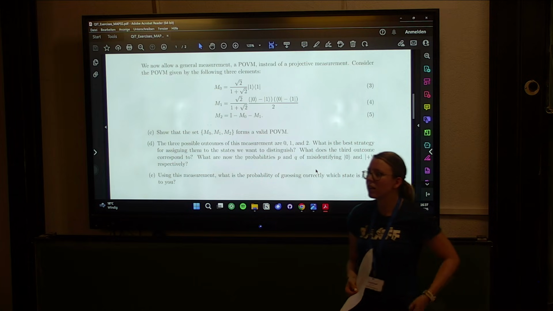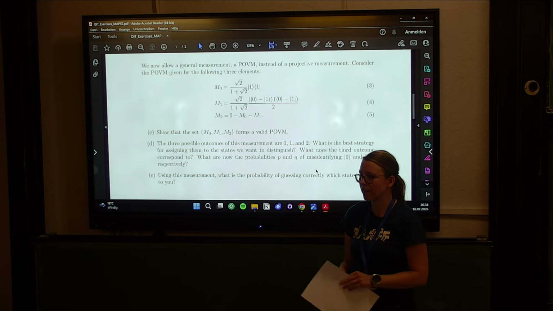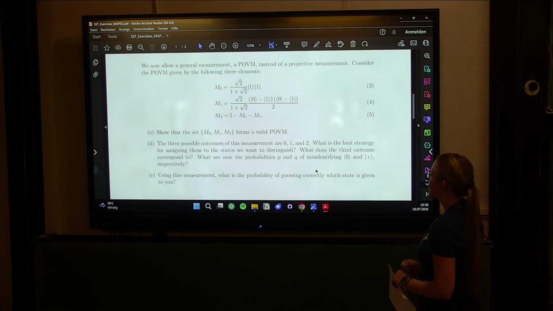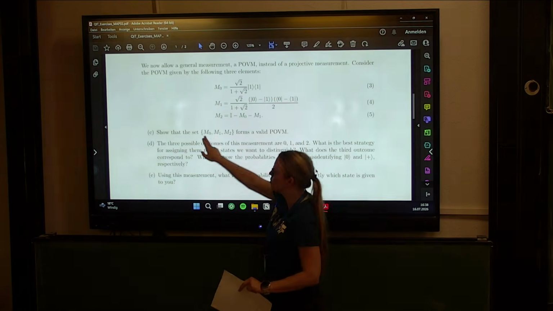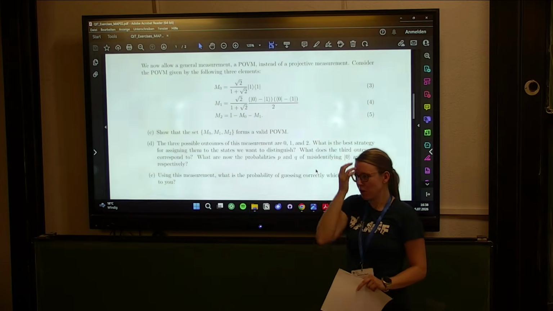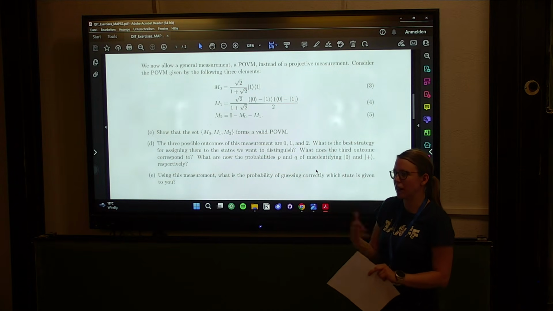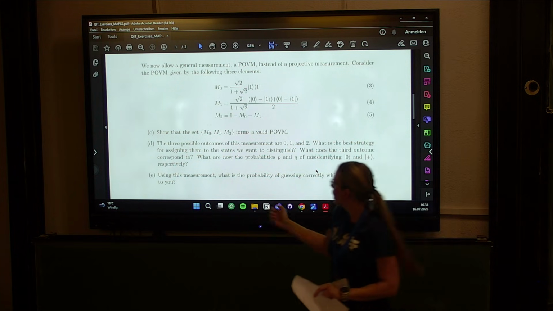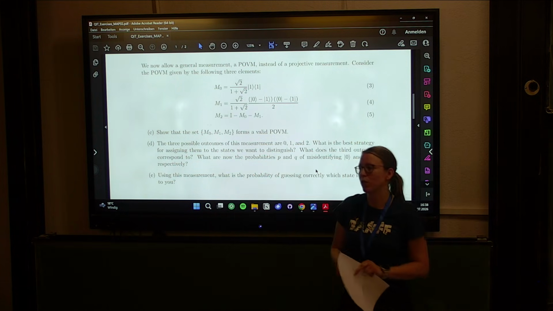I just want to ask, when you say outcome 0, do you just mean you apply the operator M to the state that you have? It means that to calculate the probability, I use the operator M0. The measurement is described by all the operators, but to calculate the probability of outcome 0, I plug in the measurement operator that corresponds to outcome 0.